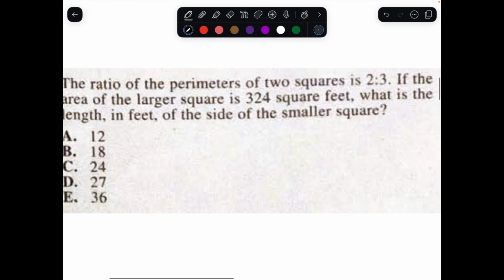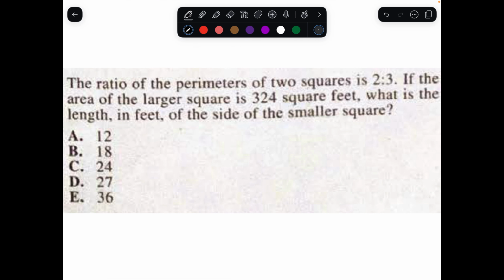So let's do that. Remember, to find the area of a square, it's the side squared, which equals 324. So that means it's going to be the square root to figure out the side length of the larger square. The side length of the larger square is 18 because the square root of 324 is 18.